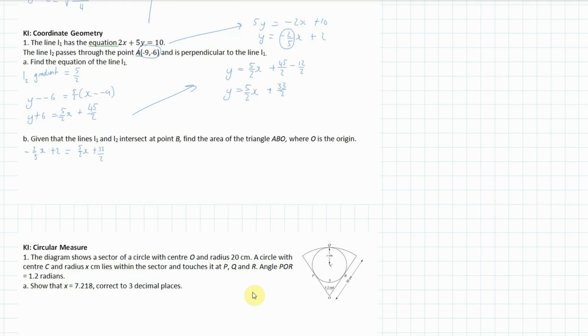What do we get? I'll pull the 33/2 across, so I get negative 29/2 equals, I'll bring the x across the other side, 29/10 x. So x is equal to -5. And therefore y is equal to, I just put that into my formula, and that would be -2, so positive, I think it's 4. So that's where those two lines meet.